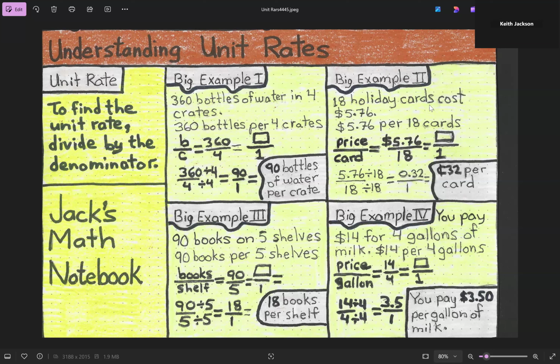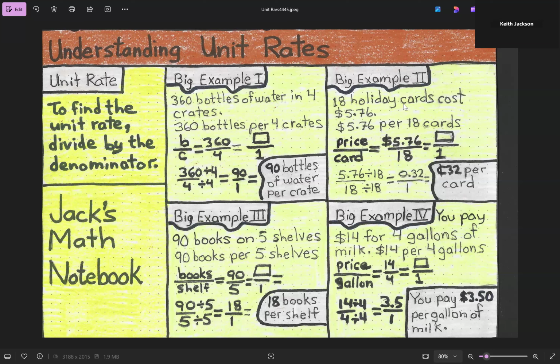And let us move on to big example 2. During the holiday season, sometimes we can get a deal for cards. Like in this case, we have 18 holiday cards that cost $5.76. And so our rate is $5.76 per 18 cards. Well, let's find out how much it is per card.